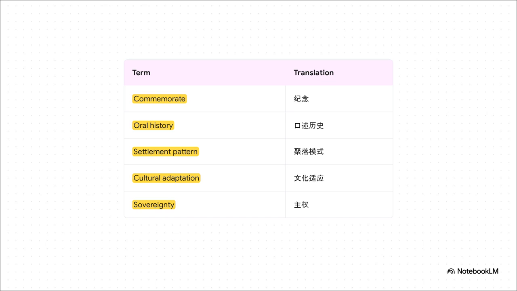Settlement pattern, 聚落模式. Use this when discussing how new immigrants distribute themselves across different provinces. Next, cultural adaptation, 文化适应. This is an absolute golden phrase for Speaking Task 7 when you're proposing newcomer integration strategies. And lastly, sovereignty, 主权. An essential political term to recognize when you're reading about provincial versus federal government powers.